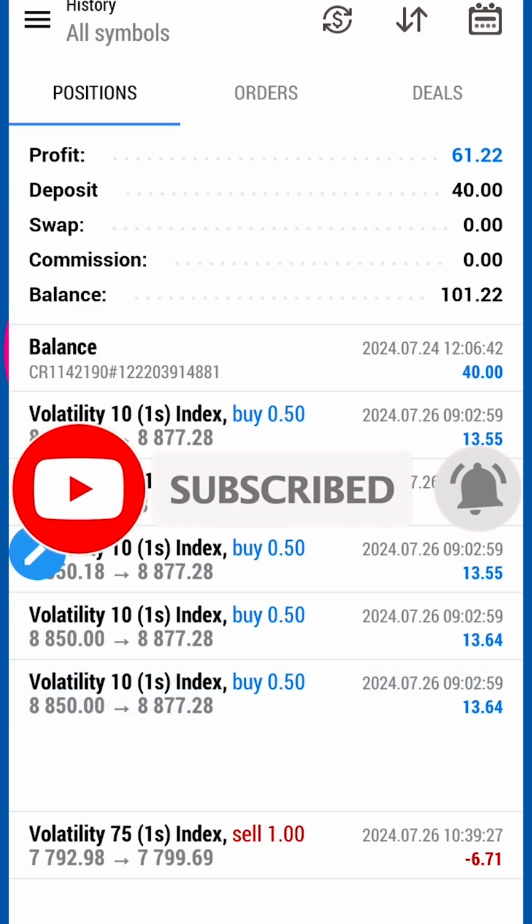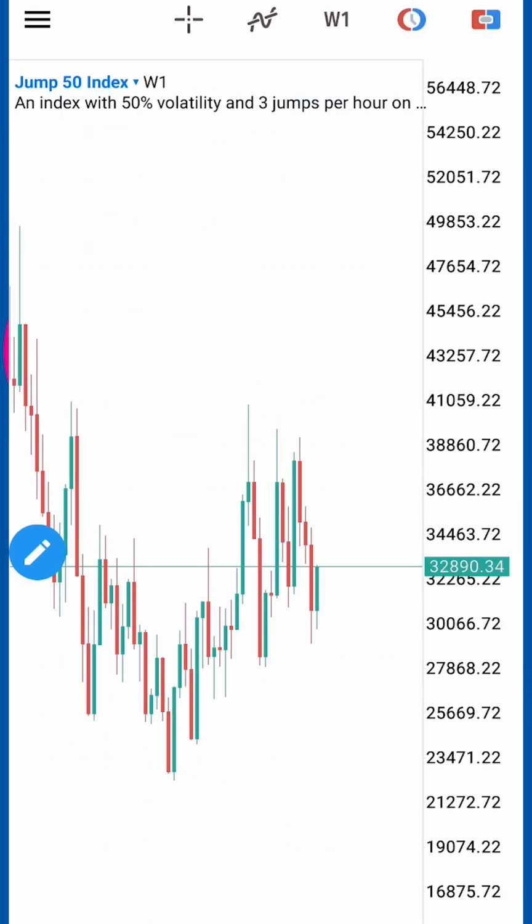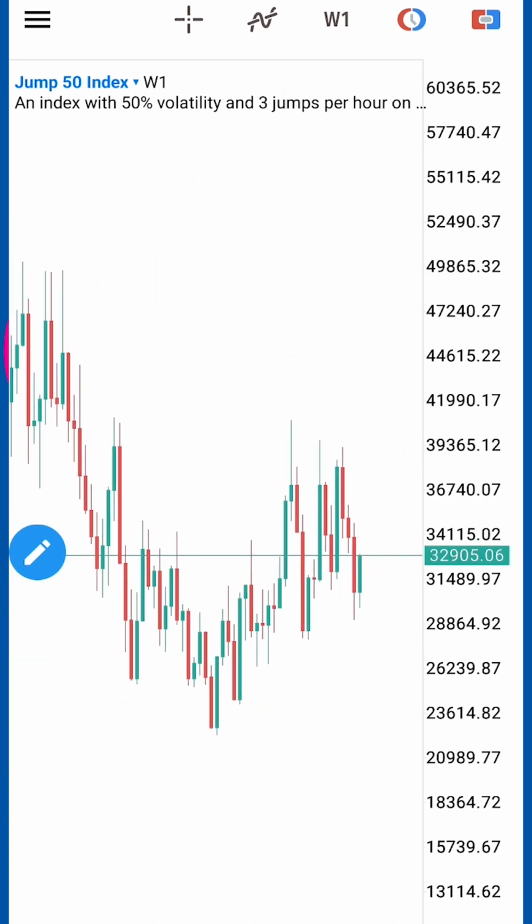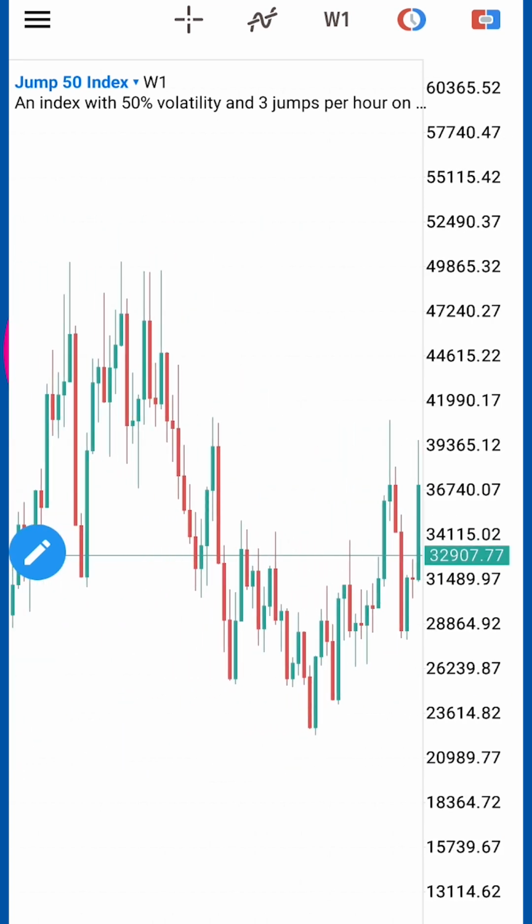Okay, so the account actually started from a 40 USD account. I quickly grew it to 100 USD, but I forgot to record the trade. So we just move on. I'm starting it from 100 USD.